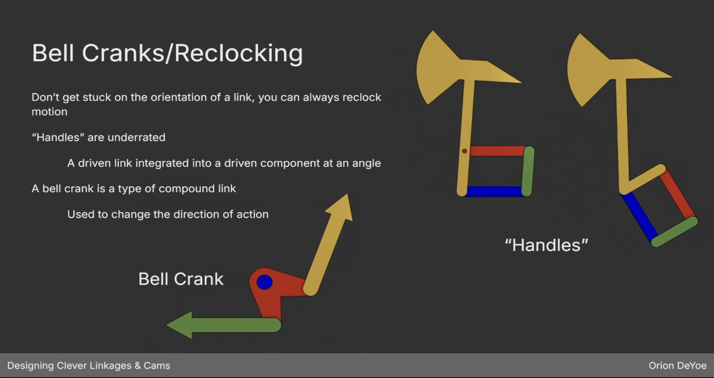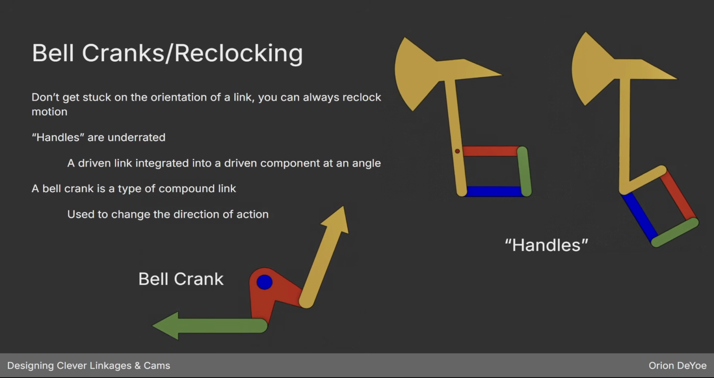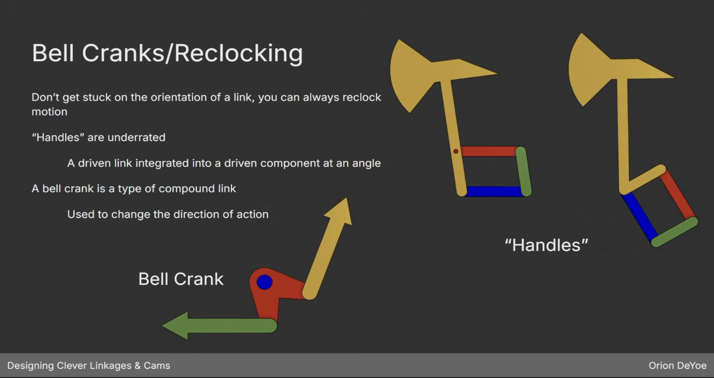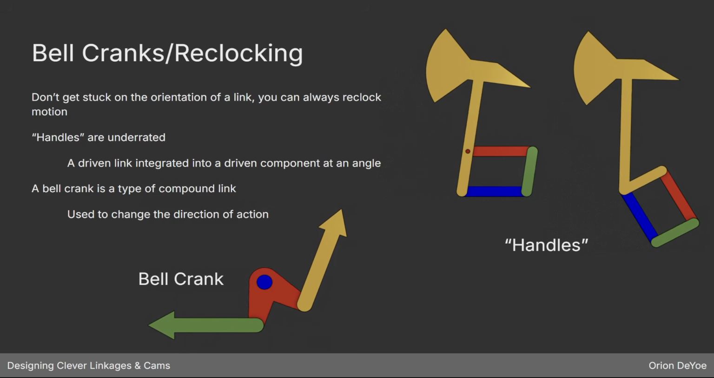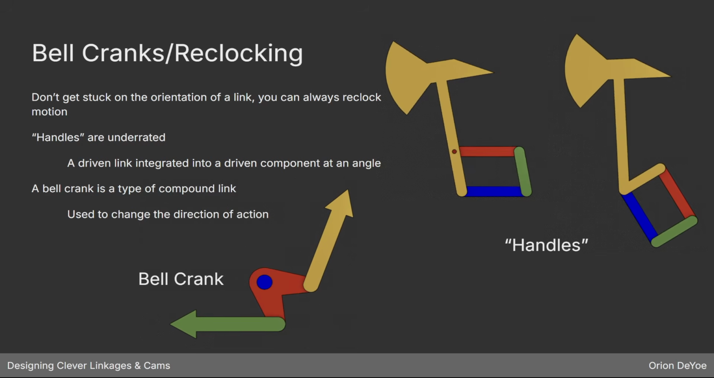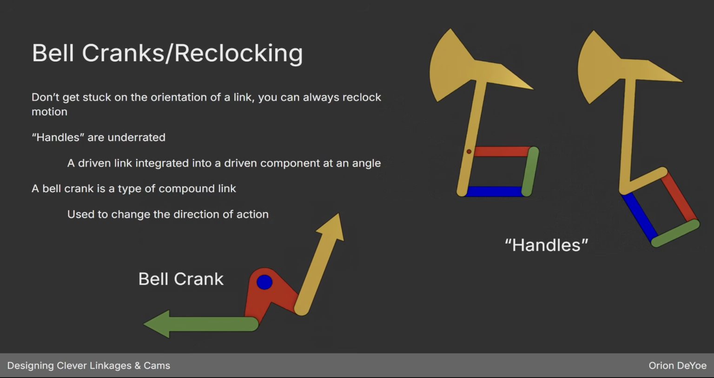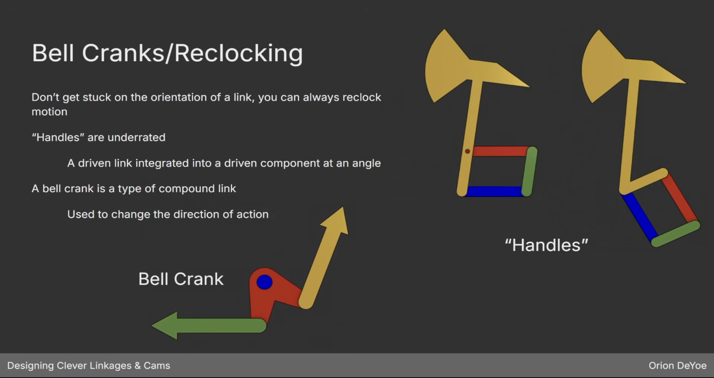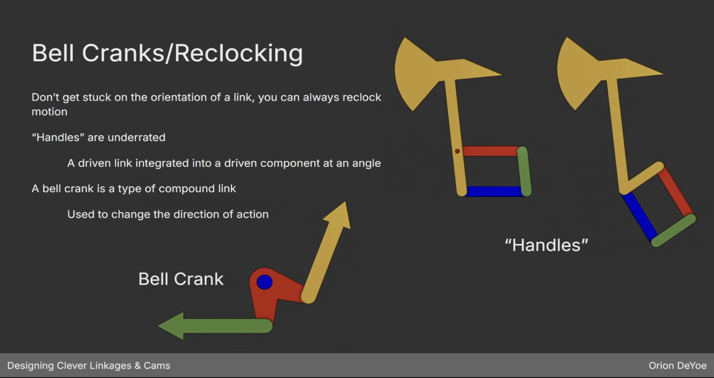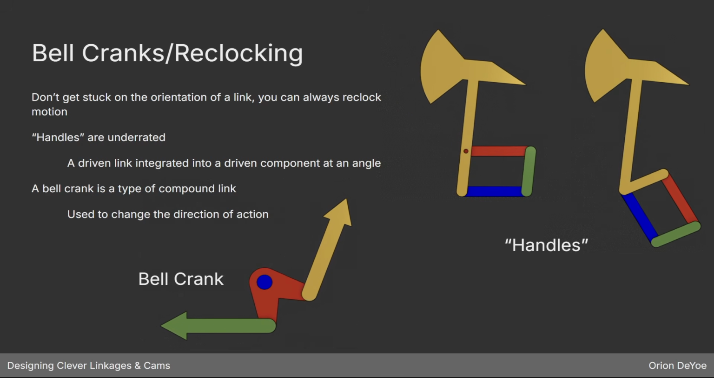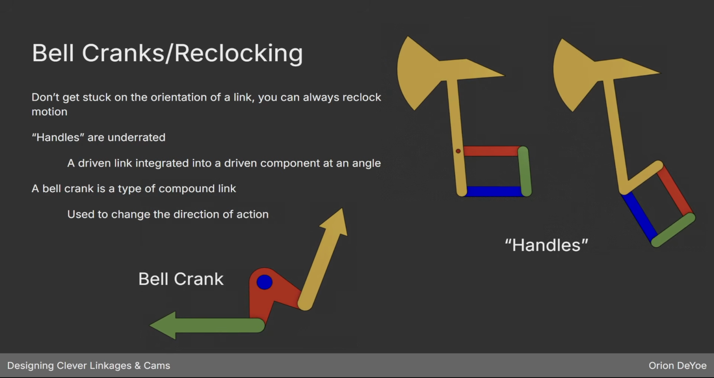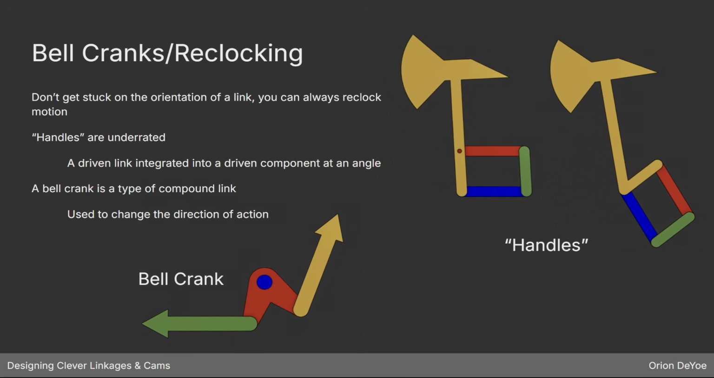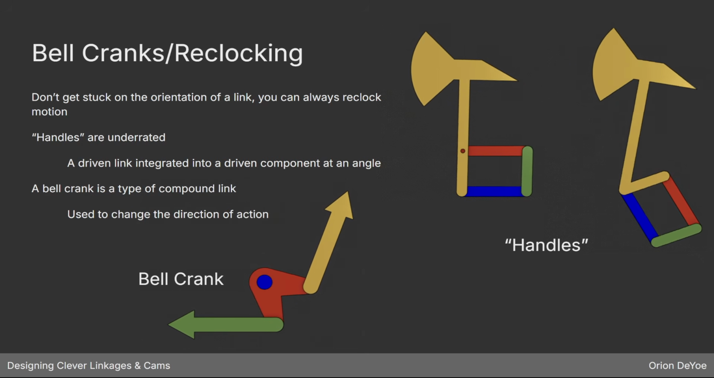And this is something that I see beginner designers just not do at all. They get really stuck on the shape of their mechanism and the connection point to the linkage. And so you could always do this, at any arbitrary angle you want. And then a very related concept is this thing called a bell crank. This is a very, very common term. A bell crank is a compound link that takes a driven force from one direction and redirects it into another angle.